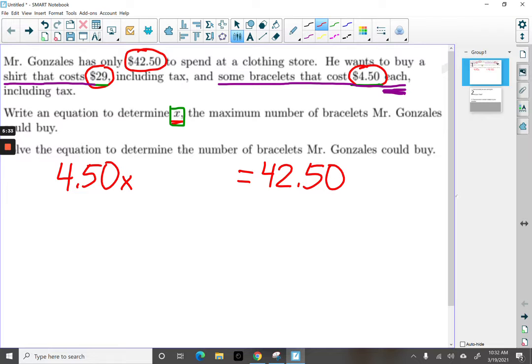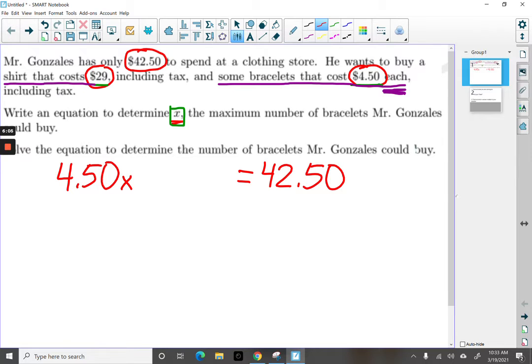Now I don't need to put a multiplication sign there. A number next to a variable automatically indicates multiplication, so I can leave my $4.50x just like that. Also a reminder, I do not need to include dollar signs in my equation. Equations are specifically meant for numbers, variables, and operations.